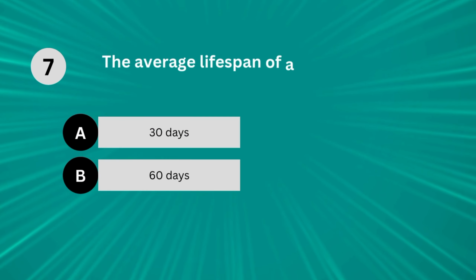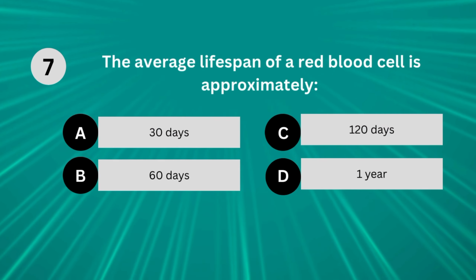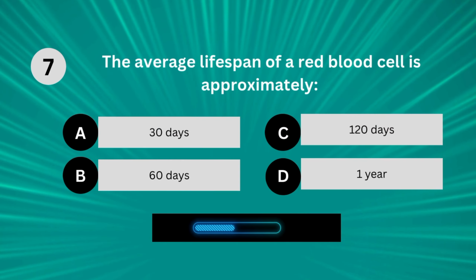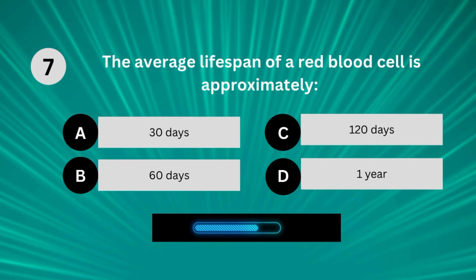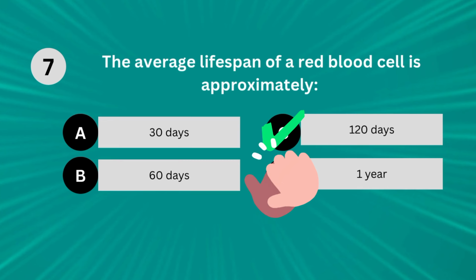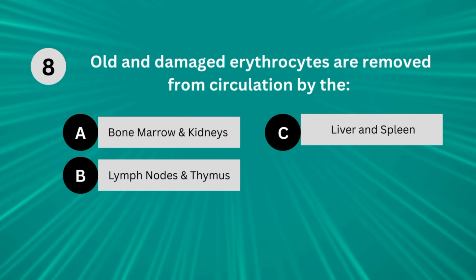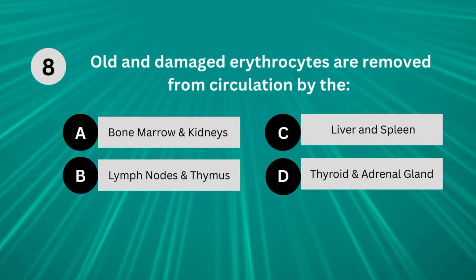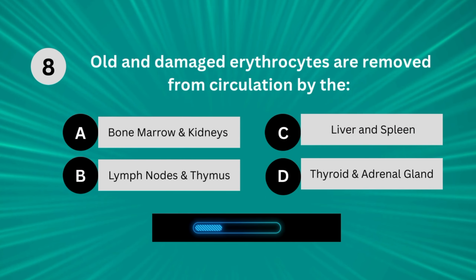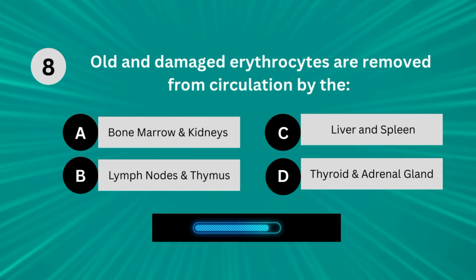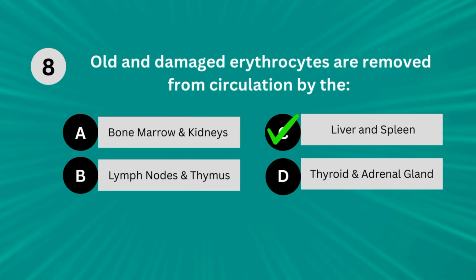The average lifespan of RBCs is approximately 120 days. Old and damaged erythrocytes are removed from circulation by the liver and spleen.